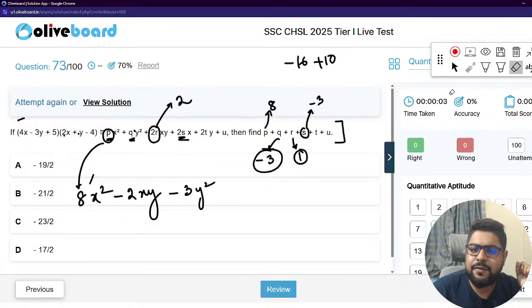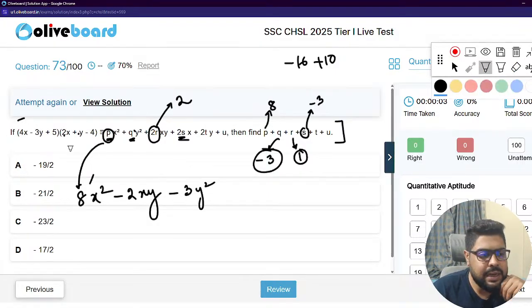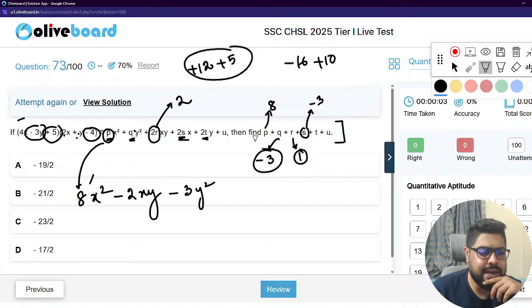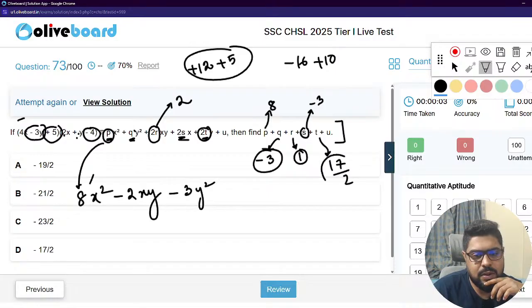s is minus 3. t, sir, where will I get t from? Let's see, t is y. So y: minus 3y into minus 4 is plus 12y, sir, and again plus 5 into y, that is plus 5. So again 17. That is the y value. 2t is 17. So t is equal to 17 by 2, sir.